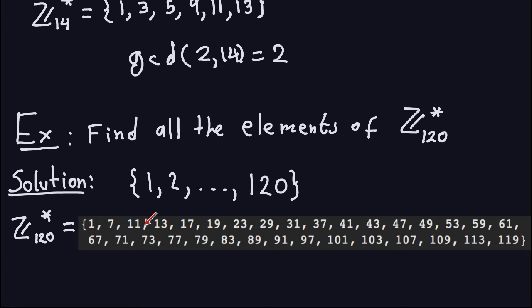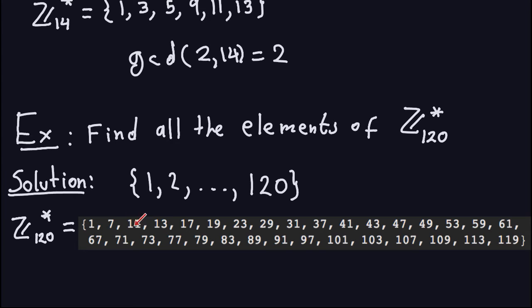It's a little bit longer, of course, because I have more elements there, right? So 1, as you can guess, will always be here in Zn star, because 1 is relatively prime with any natural n. Now 2 is not there, of course, because 2 and 120 have a common factor of 2. 3 is not there for the same reason, and so on.